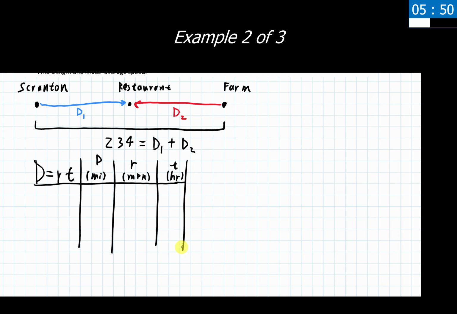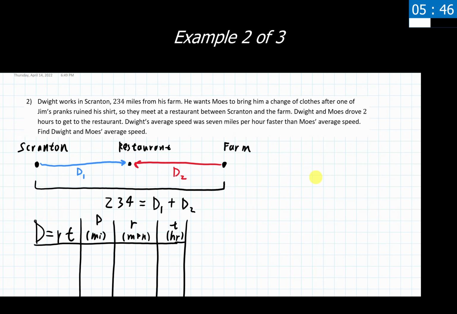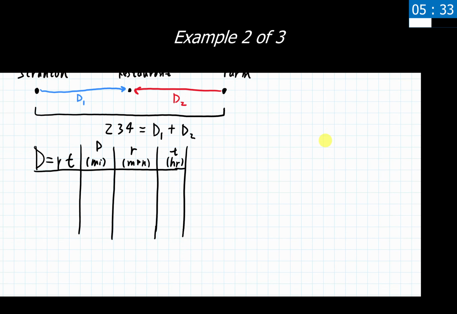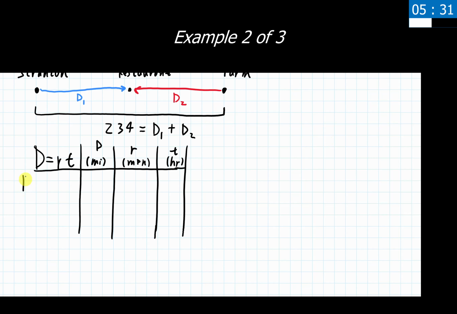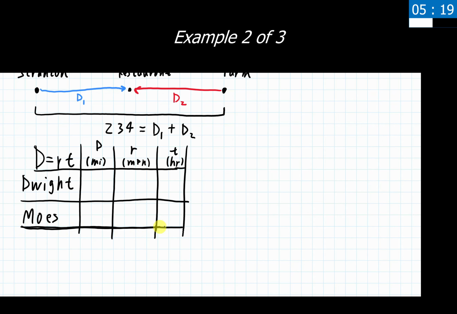Perfect. Now, we have 2 sets of information that were given to us. We have information that corresponds with Dwight, and we have information that corresponds with Mose, because they're each traveling at different rates, and they're traveling different distances. So we'll list each of those in here. Dwight's information will be the first row, Mose's information will be the second row. And then we'll fill in this total for ourselves, because maybe we'll use that here.